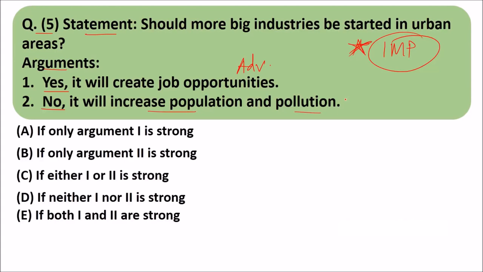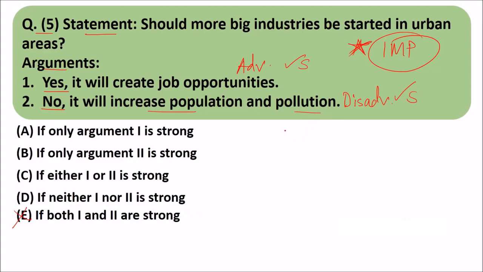Second is that it will increase population and pollution. This is very correct, because cities are already crowded. More population would be there, more pollution would be there. So this is a very strong disadvantage. Advantage is also strong, disadvantage is also strong. So what you can say is that 1 is strong and 2 is strong, so mark both 1 and 2, okay? But this is not the case. You should not mark both 1 and 2.